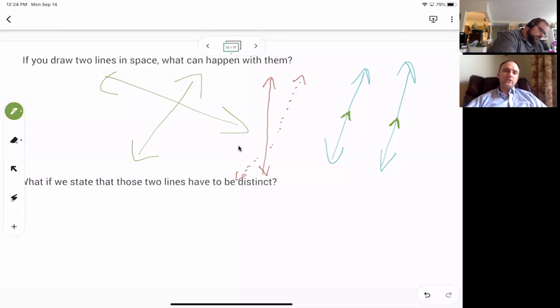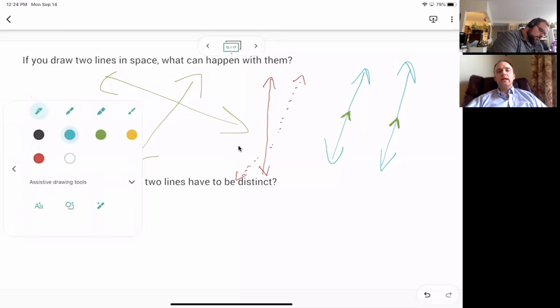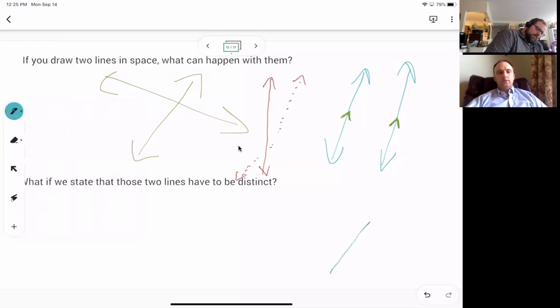That's what the second question on the page gets to: what if we say those two lines have to be distinct? That means they have to be different. So that would be eliminating the one that looks like this and then has the same thing sitting on top of it and pretending those are two different when they're the same.